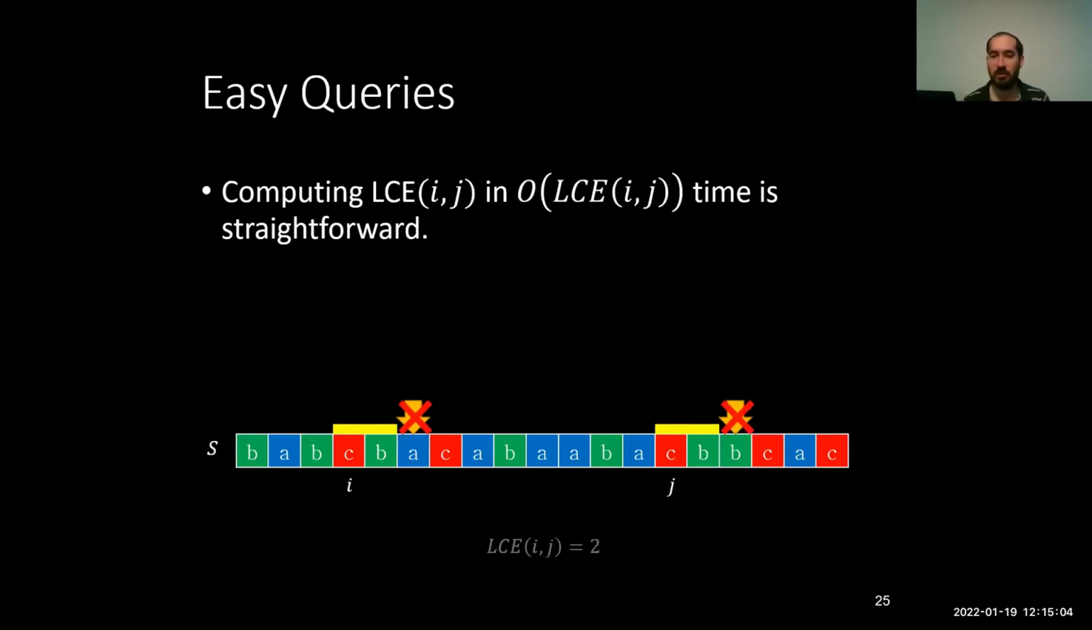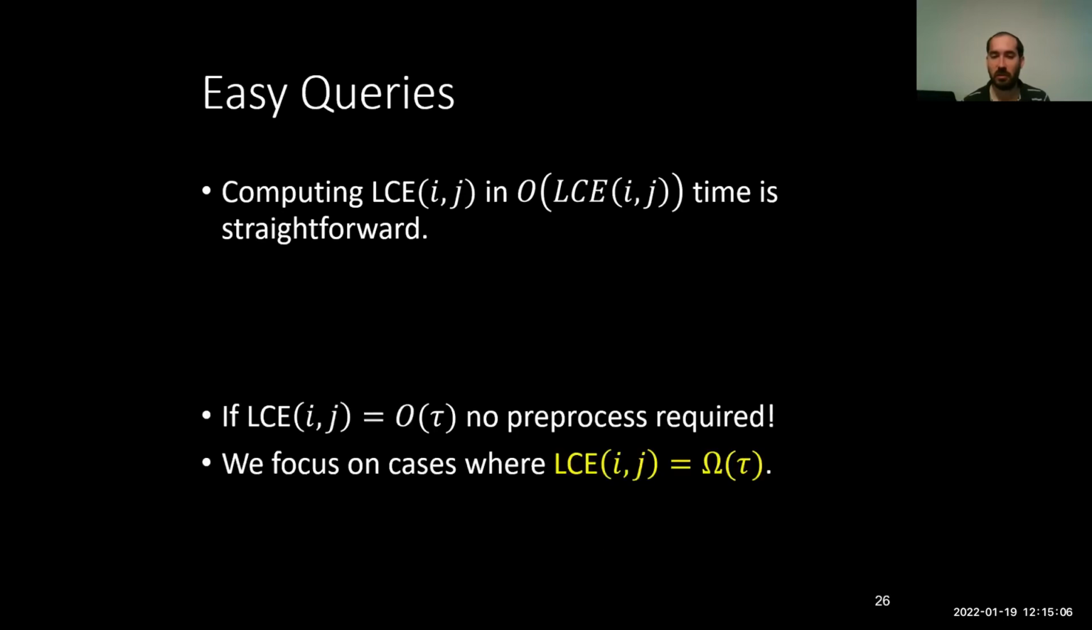So of course, the running time of this algorithm is linear in the LCE itself. Since we know that there is a lower bound of order of tau time, then for pairs of indices i and j where the LCE of i and j is small, of order tau, we don't actually need to do any preprocessing, and we can just solve the problem naively when we get the query.